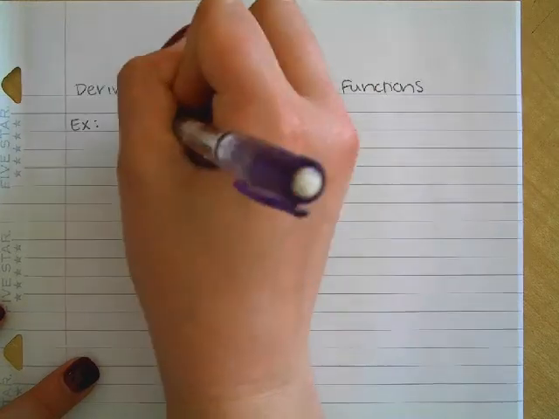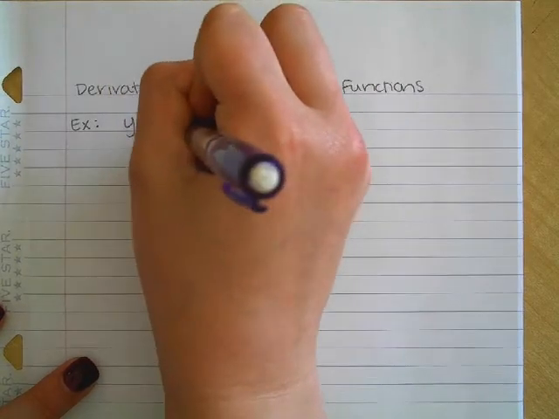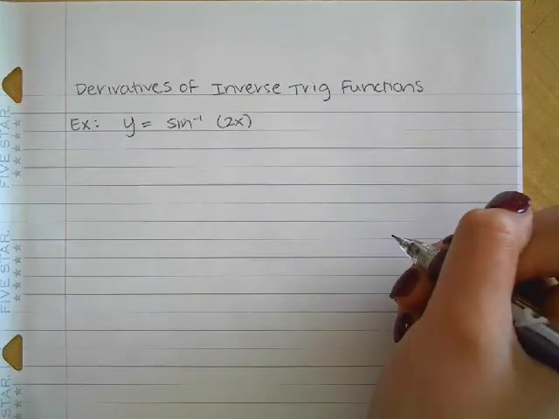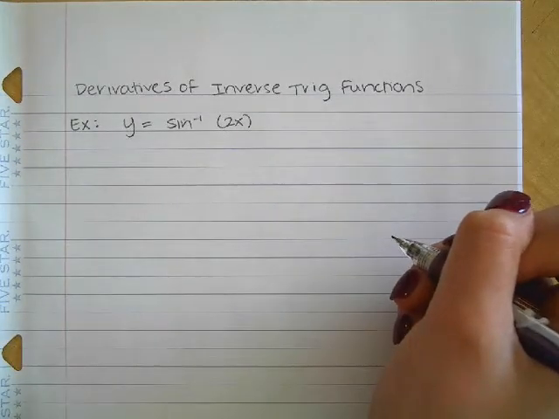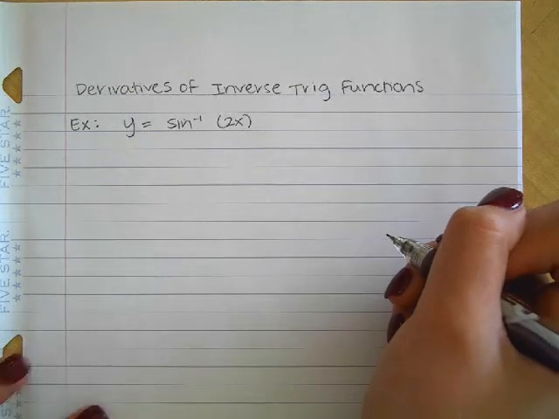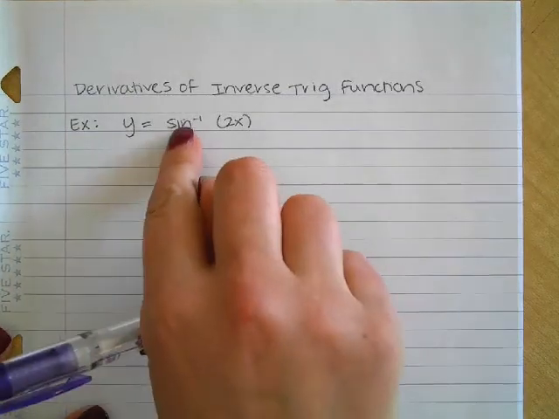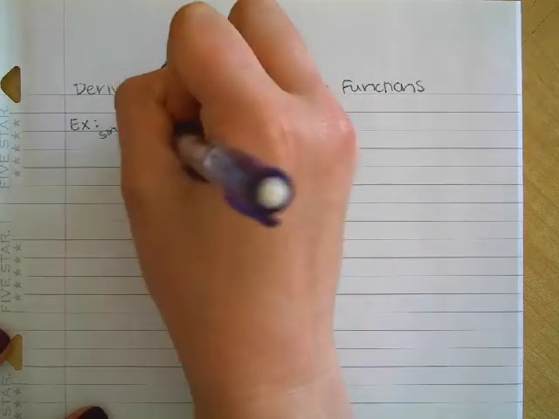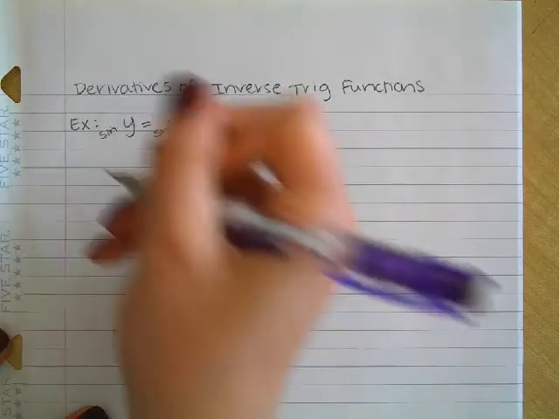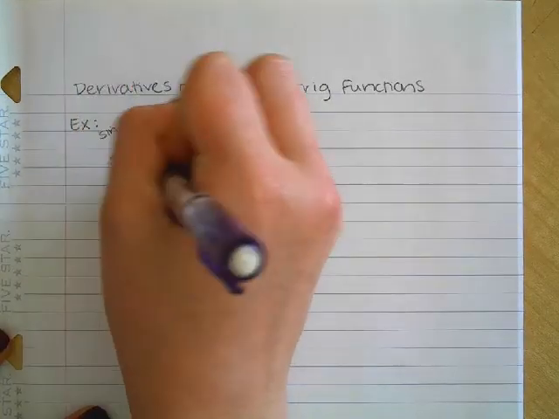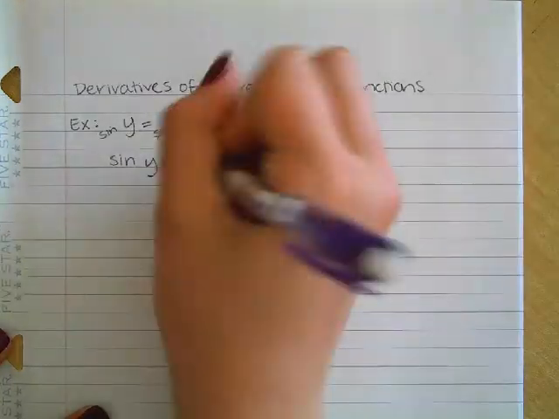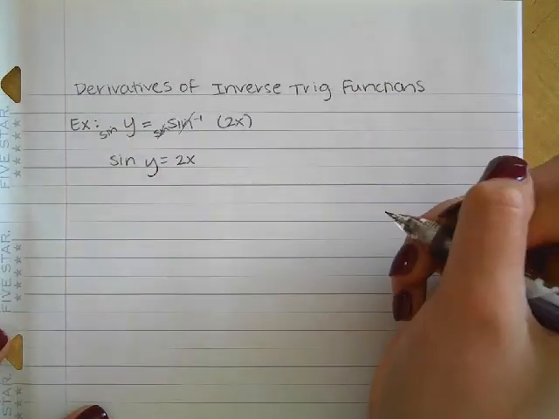So we're going to start with y equals sine inverse of 2x. Since we don't know how to find the derivative of sine inverse, but we do know how to deal with the derivative of sine, I'm going to undo the sine inverse by doing the sine on each side. That's going to allow me to do this problem using implicit differentiation, which is something that I'm fairly comfortable with.